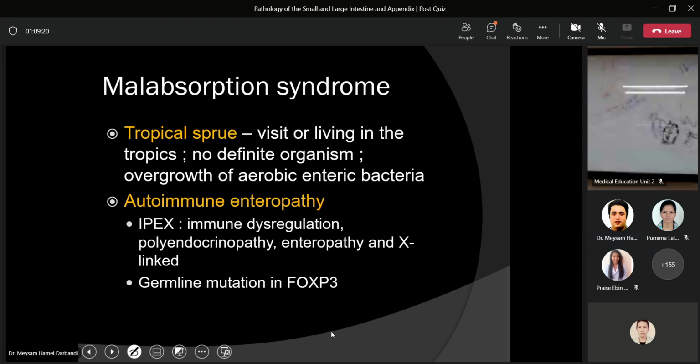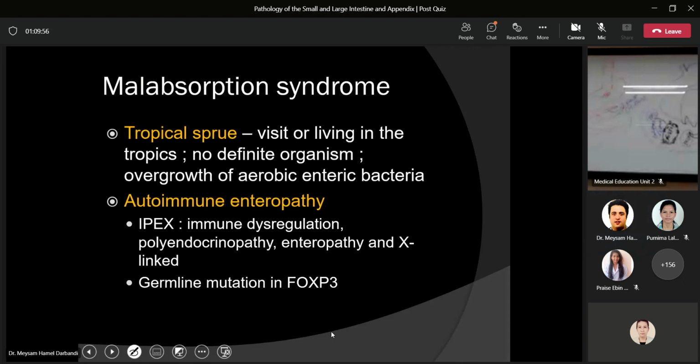Another disease we have is known as tropical sprue. It's of unknown cause, not really clear. It affects visitors living in the tropics like the Philippines, there is no definitive organism, and it's an overgrowth of aerobic enteric bacteria that causes malabsorption. Autoimmune enteropathy, you remember IPEX. What is IPEX? Immune dysregulation. Take note, you might see it later.